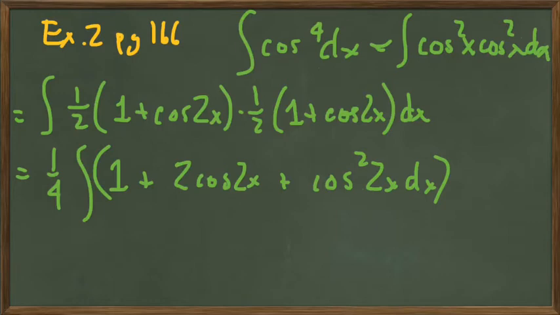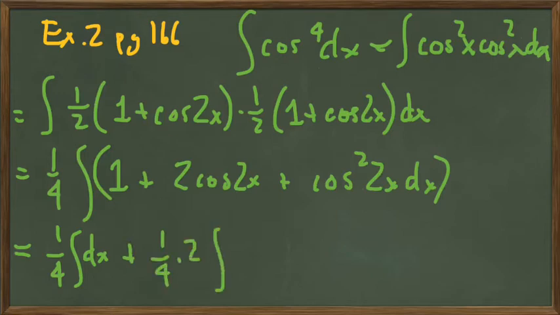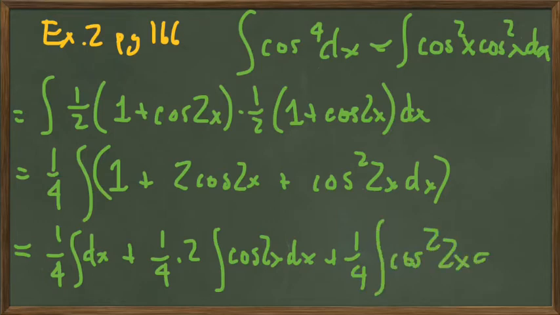Now we want to break this down into three integrals: 1/4 dx plus 1/4 times 2 times cosine 2x dx plus 1/4 cosine squared 2x. And we are able to do these first two integrals without any further changes, but for this third integral here, we have to apply the identity for cosine squared once more.